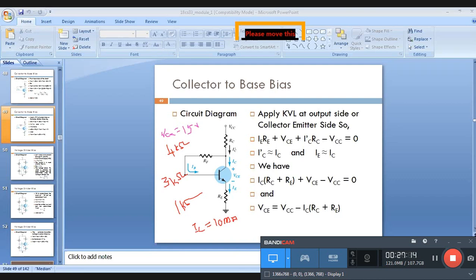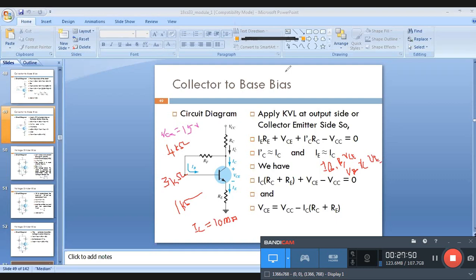To find IB, beta, VCE. Again, you have to find VB, VC and VE. Is the problem clear?